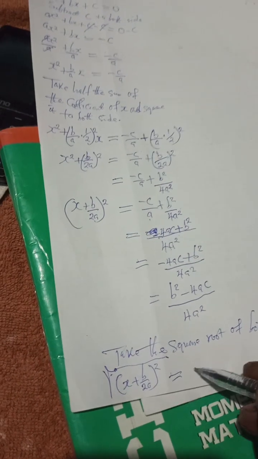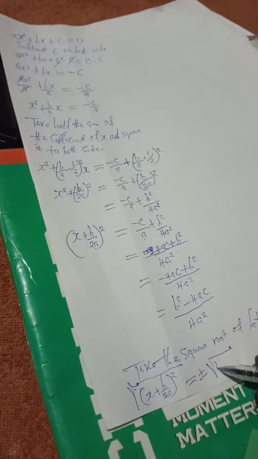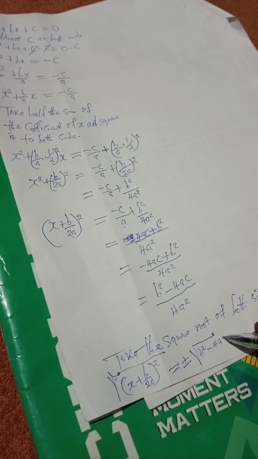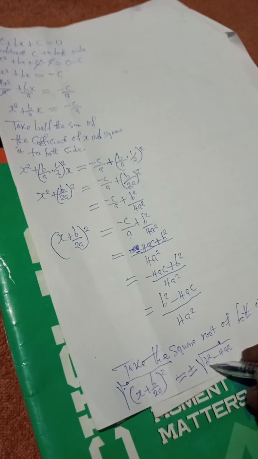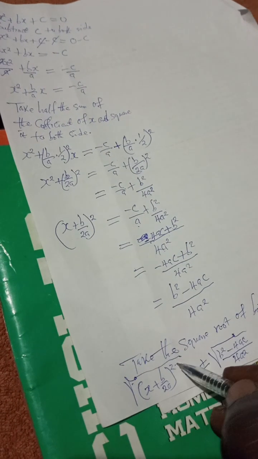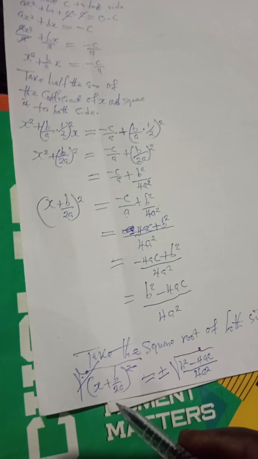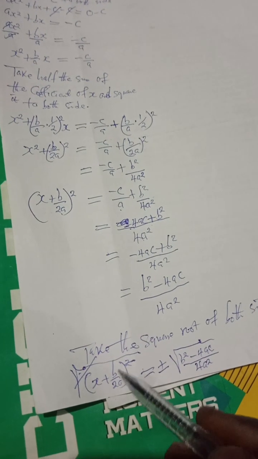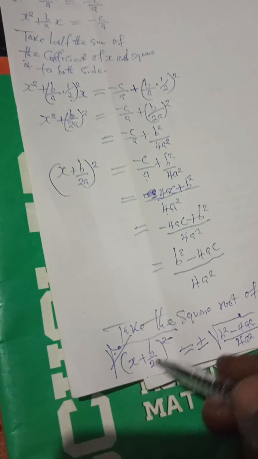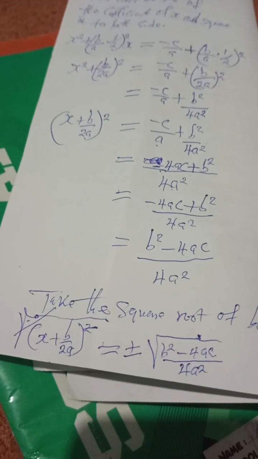This will be equal to plus or minus the square root of b square minus 4ac all divided by 4a square. So this square will go with the square root here. Now at the left hand side, what you'll be left with is just x plus b over 2a. I will rewrite this on the next page.